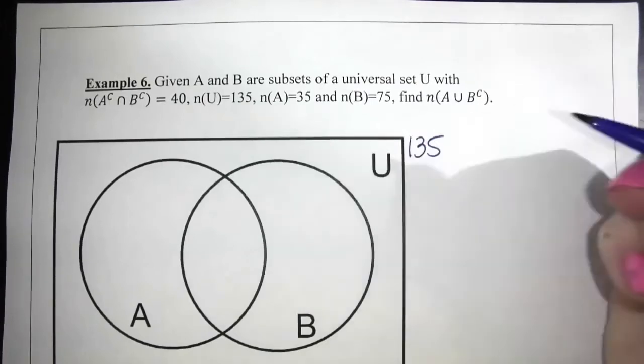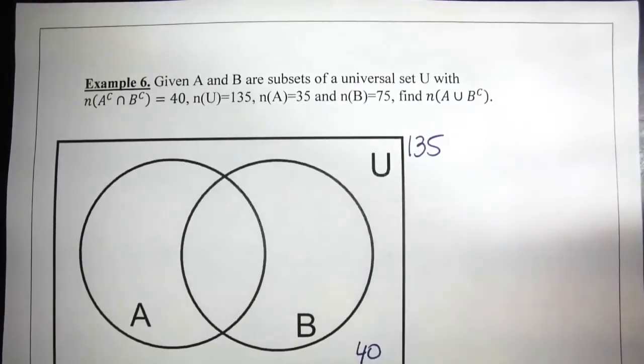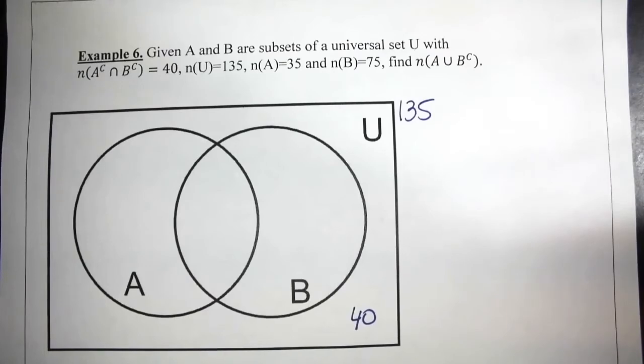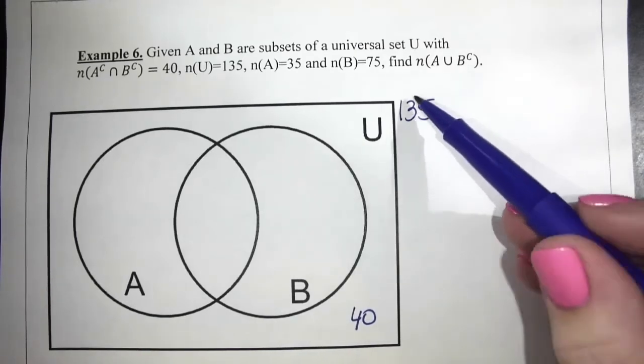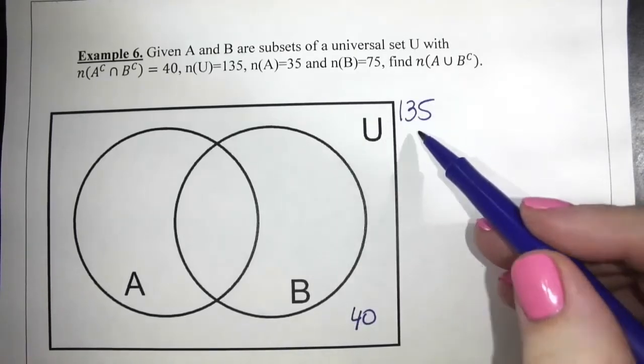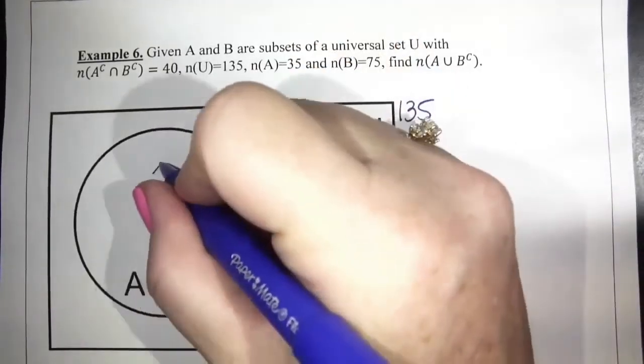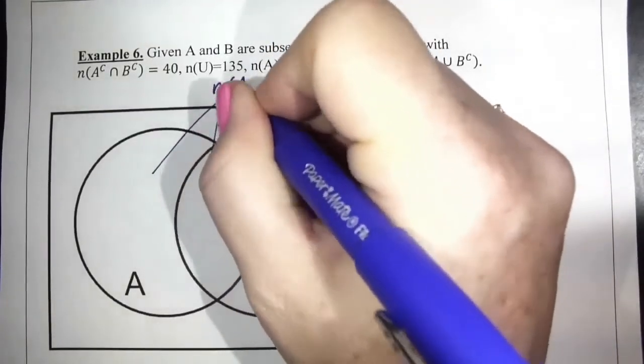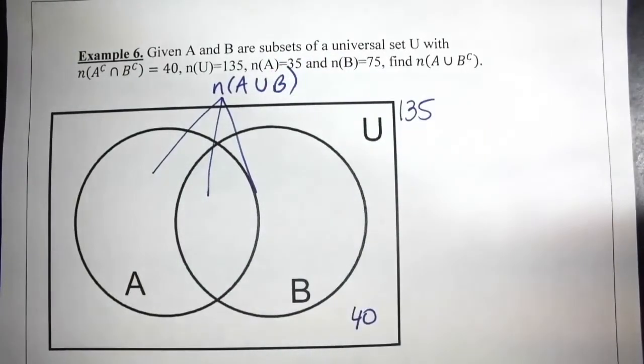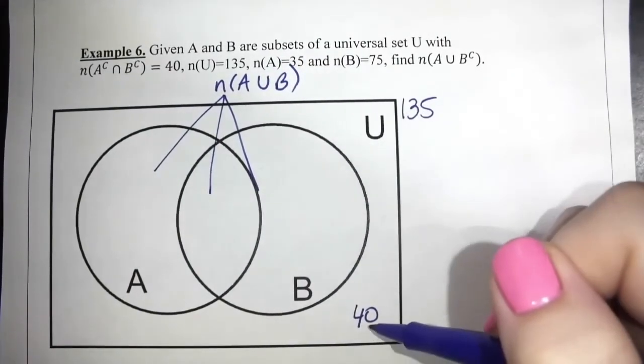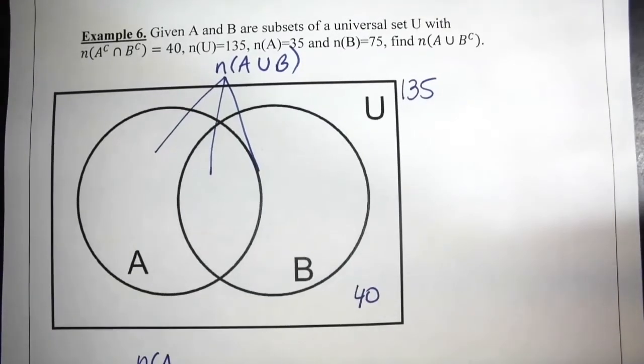So the universe is 135, and we know that the outside, not in A and not in B, is 40. The trick is that if you go to label A and B, you don't know the middle. So we need to know how much is in the middle based on how much is in the union. We don't know the union yet either. But every time you know the total of the outside is 40 and the total of the whole picture is 135, remember everything else is the union. So number in A union B is the number in the universe minus the number in the outside. So you can write that down as a formula.